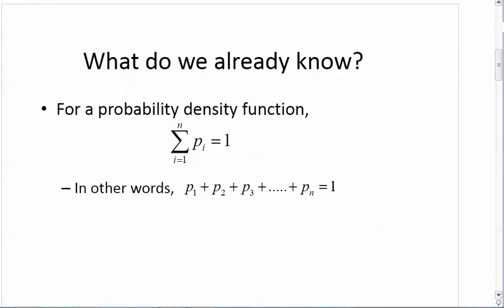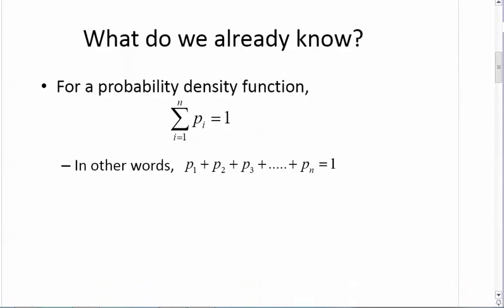Anyway, what do we already know? Well, we already know that with probability, all the probabilities of a given situation have to add up to 1, or 100%. Or in other words, probability of 1 plus probability of 2 plus probability of the third, all the way up to the final probability of each specific value. If I add all the probabilities of those individual values, they need to add up to 1.